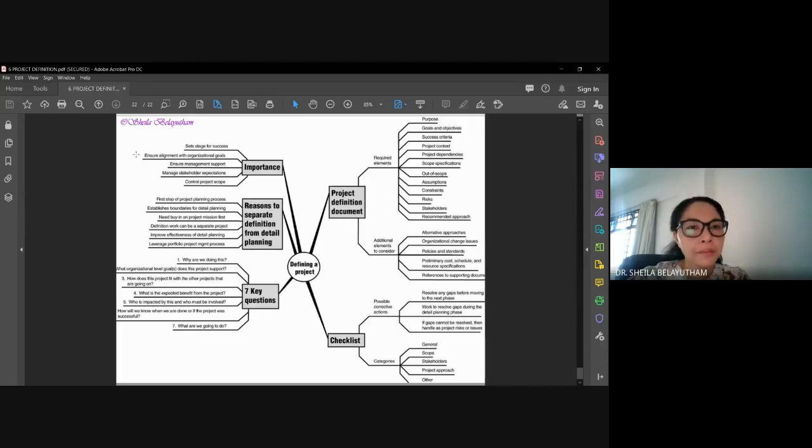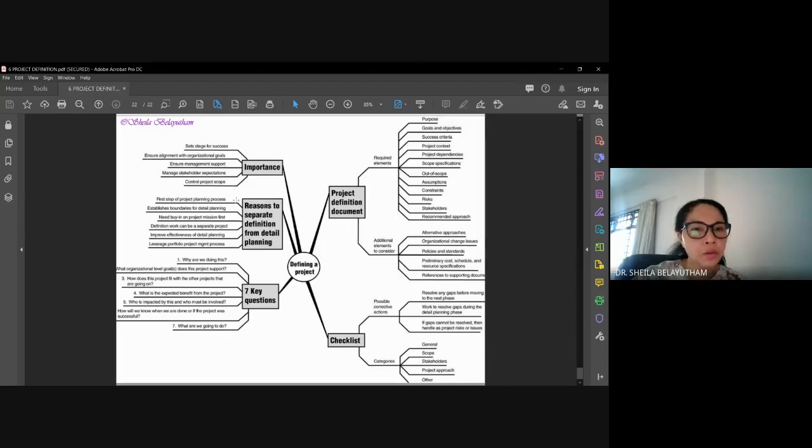This is to ensure alignment with organizational goals, to ensure management support, manage stakeholder expectations, and control project scope. So you can see that once you have a project charter, it could address all these issues.